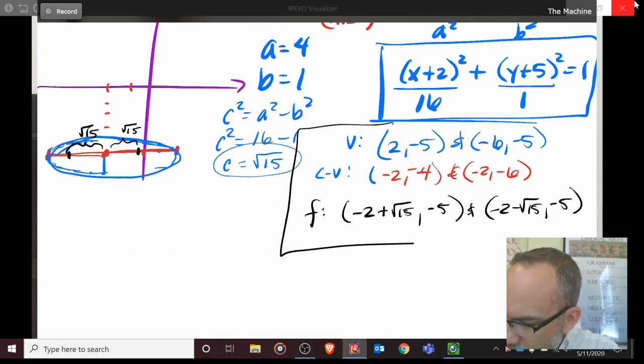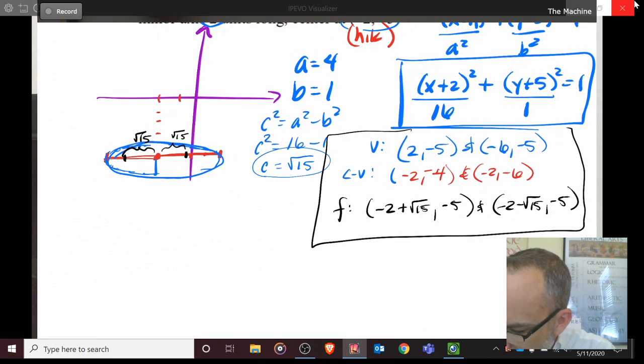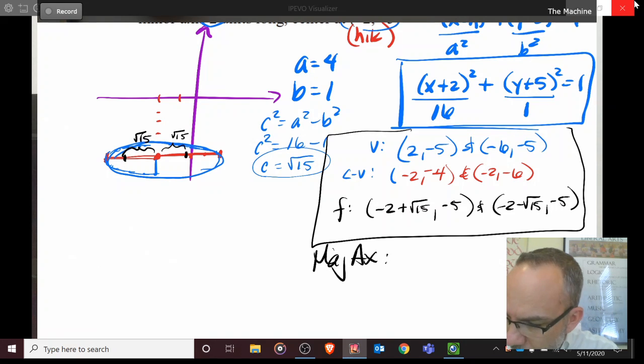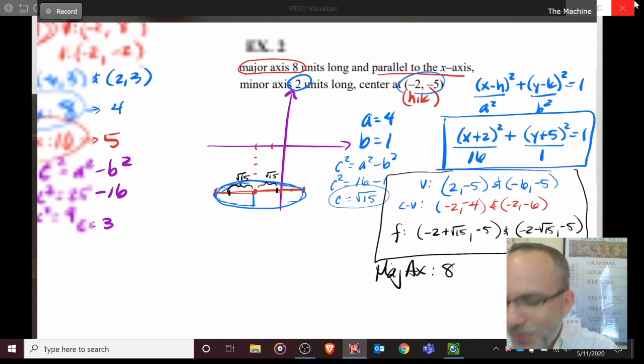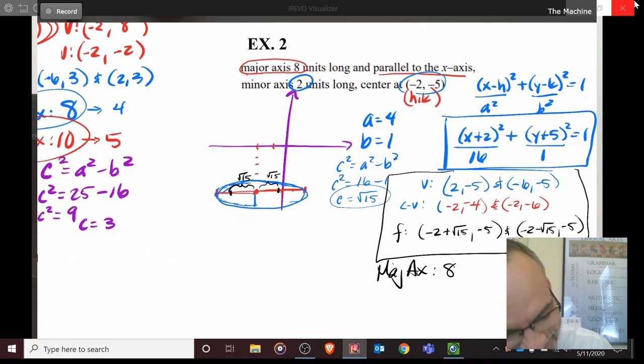So that then are all my pieces. Oh, major and minor axis. So major axis is going to be 2a, so that's going to be 8 units long. Oh, wait a sec, did they tell us that? Yeah, they told us that in the problem. Okay, I'll just copy down again if you want to. Did I get everything? I think I got everything.